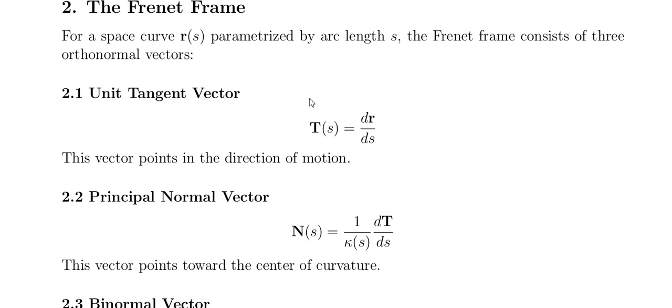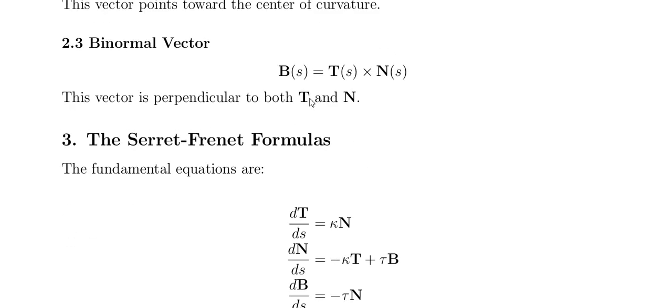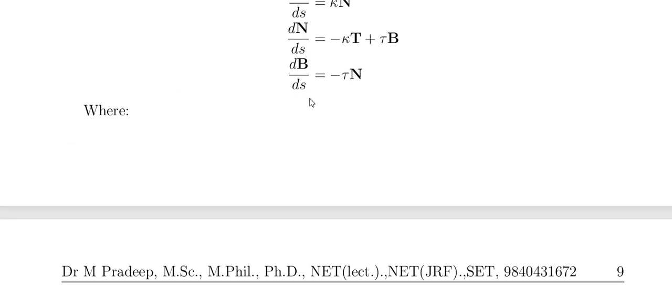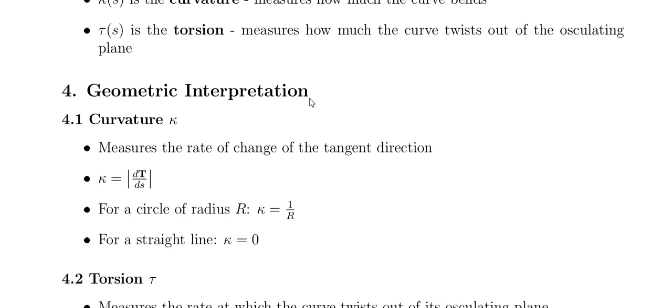That is the Frenet frame என்றது T of s என்றது that is called the unit tangent vector. Principal normal vector N, binormal B equal to T cross N என்றது Serret Frenet formula என்றது dT by ds, dN by ds and dB by ds, and kappa of s என்றது curvature, tau of s என்றது torsion.